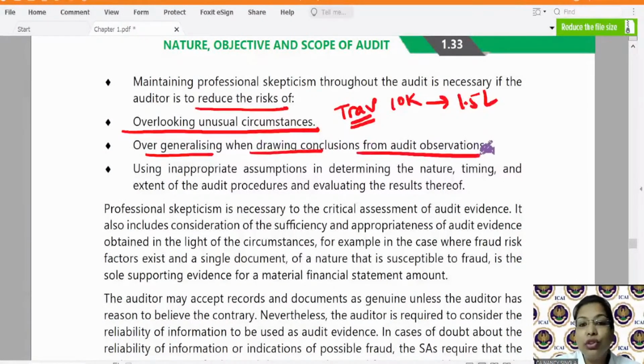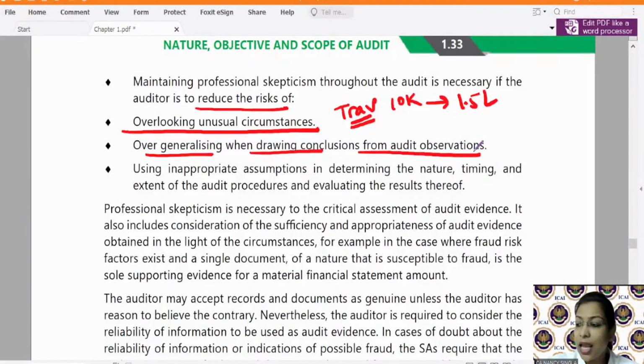Overgeneralizing when drawing conclusions from audit observations. For example, let's say the auditor has checked 60% of the travel expenses, and he finds that they are appropriately shown in the books of accounts. Now we may overgeneralize that if 60% are correct, 100% are also correct, if he is not applying professional skepticism. If he is questioning each and everything, there will be a reduced risk of overgeneralizing when drawing conclusions from audit observations.